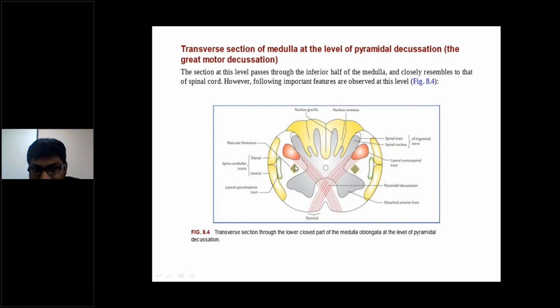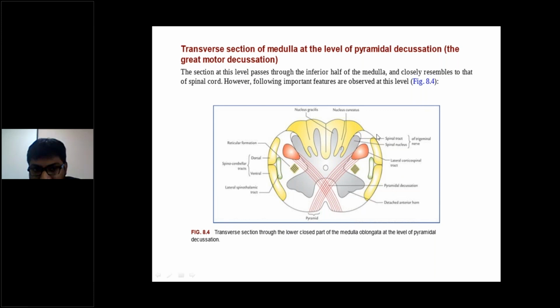Okay, and this is the reticular formation. This is the lateral spinothalamic tract from the spinal cord, coming to the opposite side, from left side to right side. And this is the spinothalamic tract.